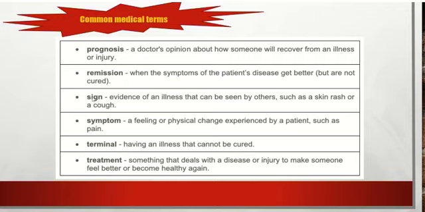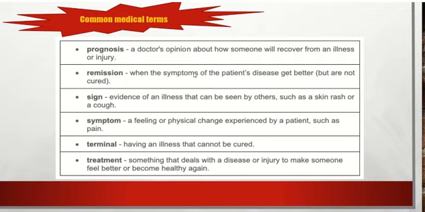Sign and symptom is very important. Sign, evidence of illness that can be seen by others, such as a skin rash or a cough. Symptoms, a feeling or physical change experienced by a patient, such as pain. Terminal, having an illness that cannot be cured. Treatment, something that deals with disease or injury to make someone feel better or become healthy again.